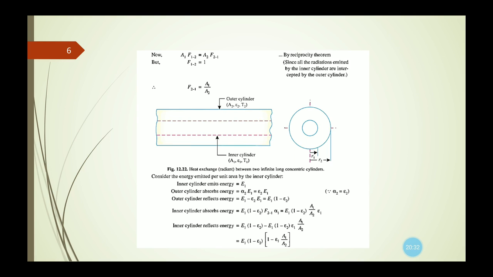Now this absorption and reflection in between the inner and outer cylinder will continue indefinitely. So in that case, we can calculate the net energy lost by the inner cylinder if we consider the infinite times absorption and reflection in between these two infinitely long concentric cylinders.